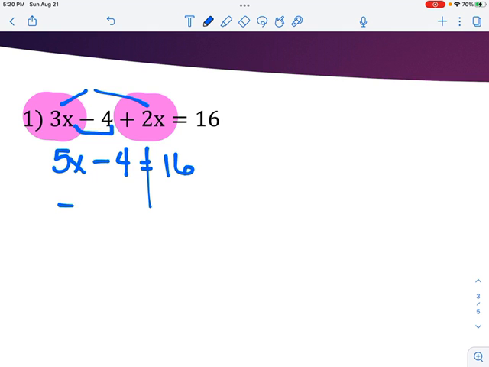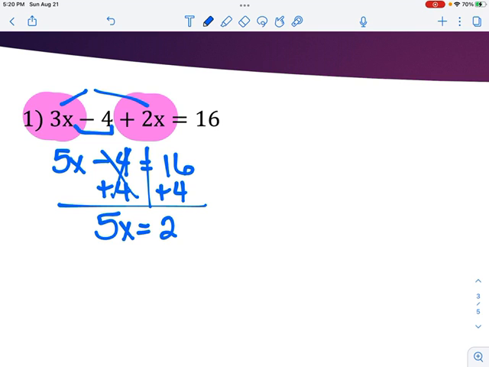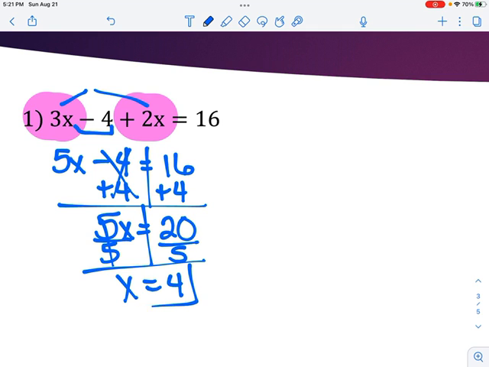Now at this point, I'm going to start to solve. So I look at what is the least connected to that variable, and at this point it would be the 4. It's a subtract 4, so to undo that, I am going to add 4 to both sides. That's going to leave me with 5x is equal to 20. At that point, I'm going to divide by 5, and that's going to leave me with x equals 4.